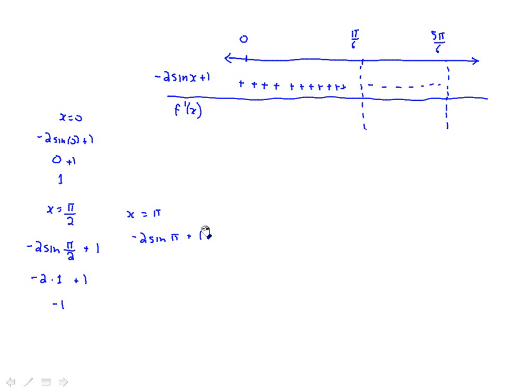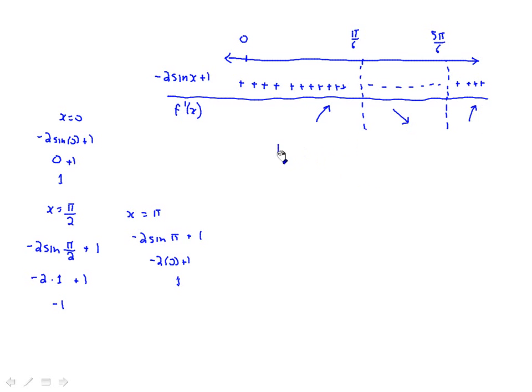It really doesn't matter. Some people just pick a number and drive it through their calculator, making sure they're in rad mode, and they just see positive or negative. This is negative 2 times 0 plus 1, so that's equal to 1. So that's positive right there. So we're going up, we're going down, we're going up. And then we've got the intervals indicated where it's increasing or decreasing.